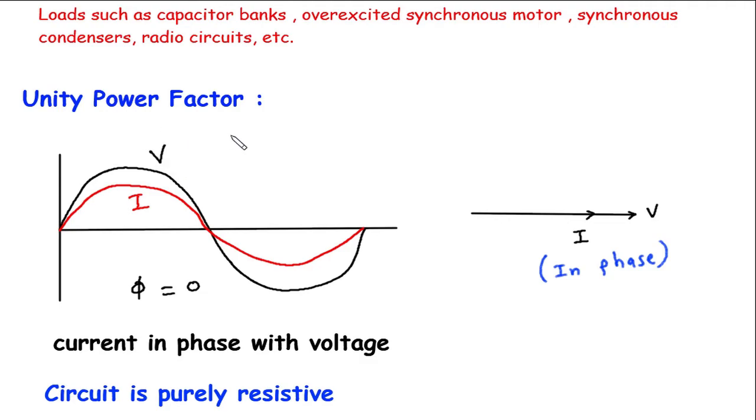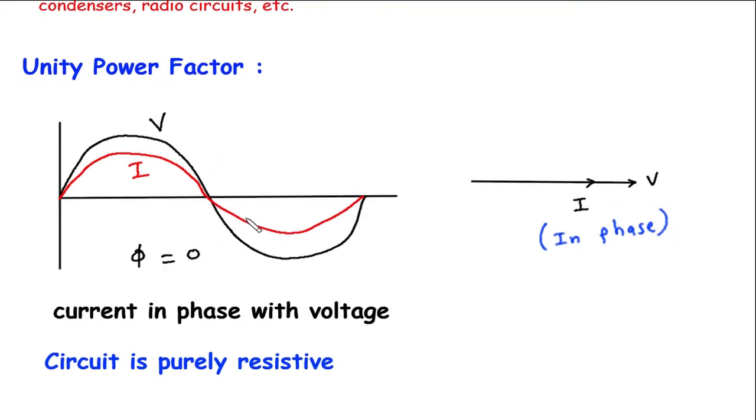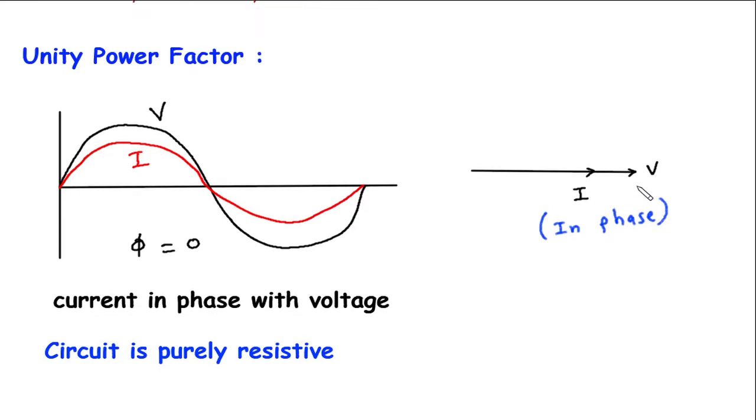Now unity power factor. Here we can see current and voltage are in phase. So phi is equal to 0. Here also we can see that the current and voltage are in phase. So the circuit is purely resistive. In case of purely resistive circuit, the power factor is unity.